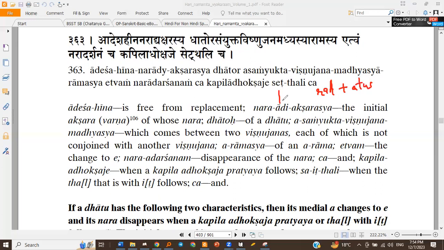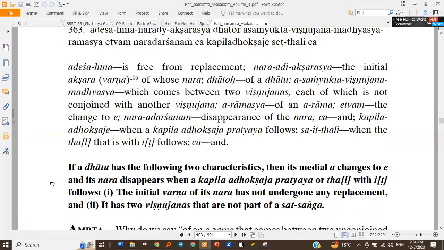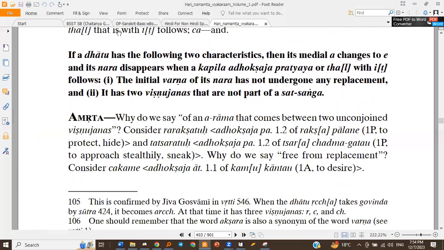So this is 1.2 of Adhokshita Parapada. So Rad plus Atus. Adeshahina Naradyaksharasya Dhatura Sanyukta Vishnu Janamadhyasya Aramasya Etvam Naradarshanam cha Kapiladhokshire Sethali cha. So this one says, if a dhatu has the following two characteristics, then its medial a changes to a and its nara disappears when a Kapila Adhokshaja Pratyaya or the Athal with it follows.